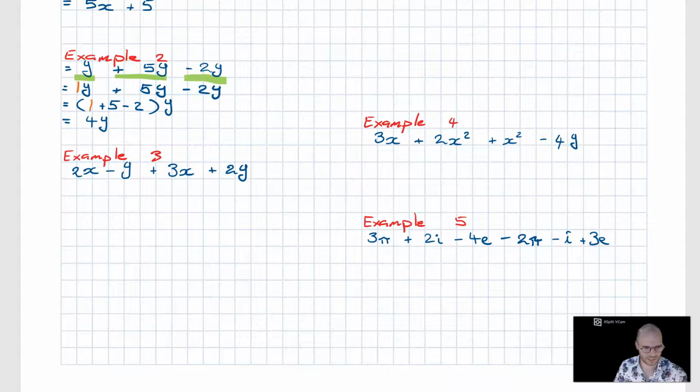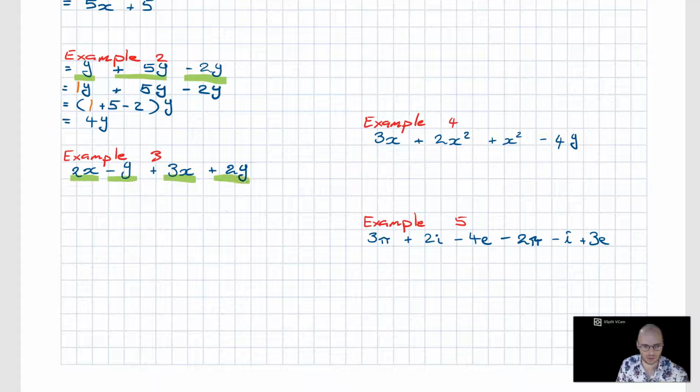What we have here is 2x minus y plus 3x plus 2y. Once again, what we want to do is rewrite this expression in its most compact form possible. So what we're going to do is collect all of the terms.